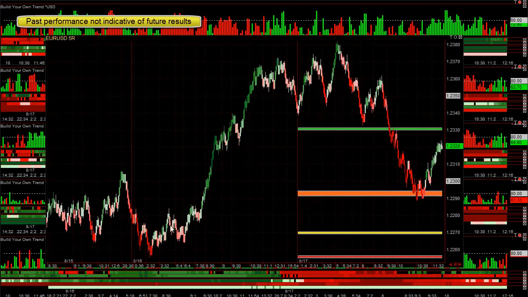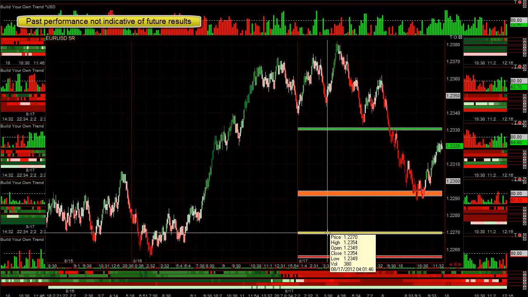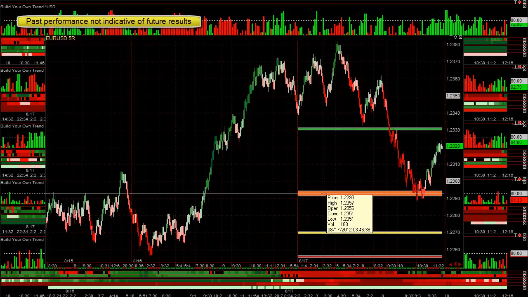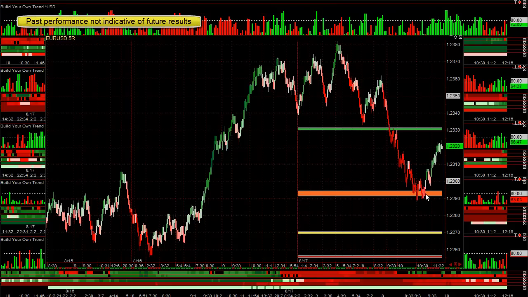Now, yesterday, the euro-dollar exploded up. But it spent most of its day down here near the lows, and so this is the value area for the entire day. This is the value area for the previous week. Notice how that is the low today after coming down, coming down. These tend to act as magnets.